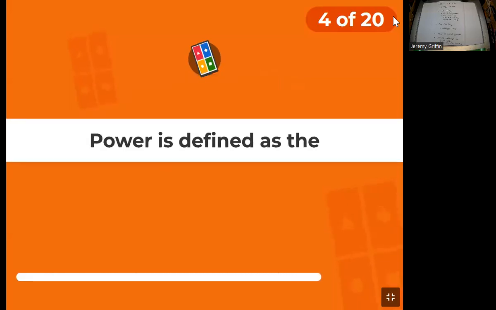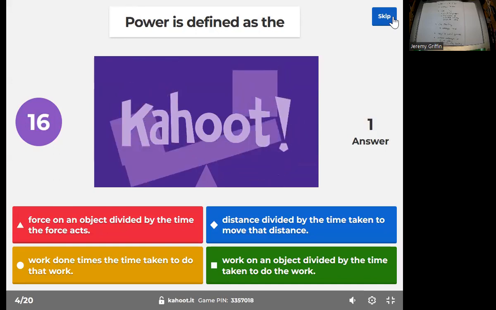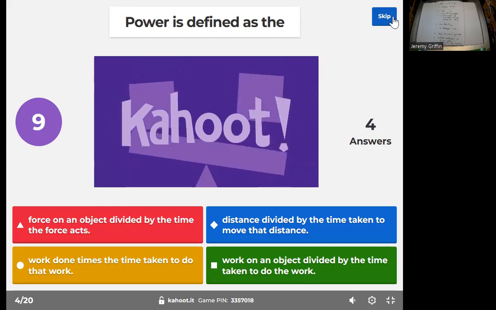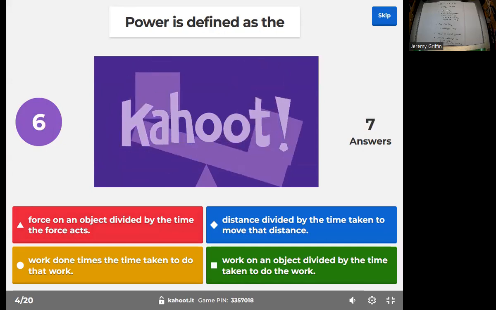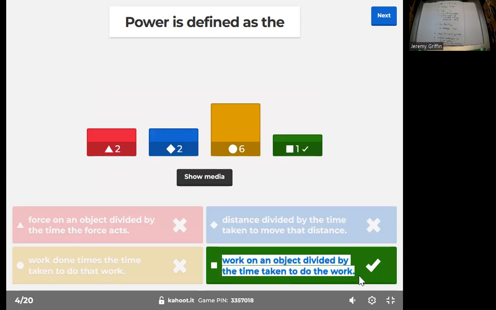Power is work divided by time. Oh, one winner. Yeah, guys, work divided by time. You guys know that power is like a rate of work. You could also say energy divided by time, right? Rate of energy, rate of work.